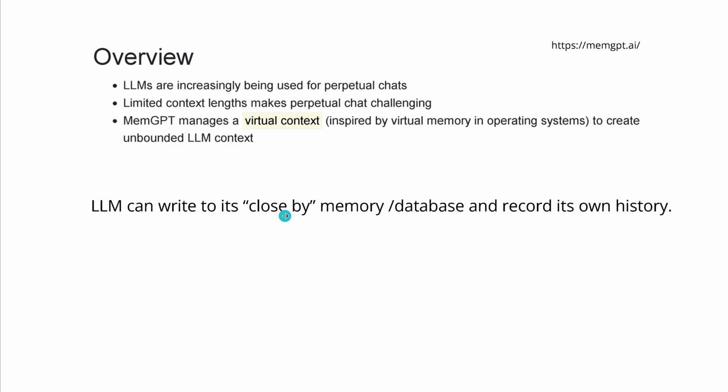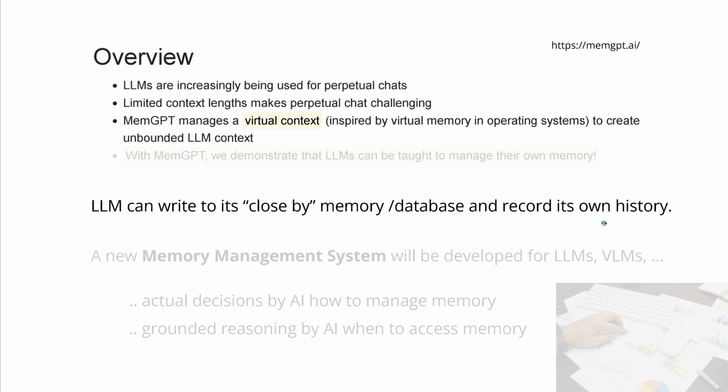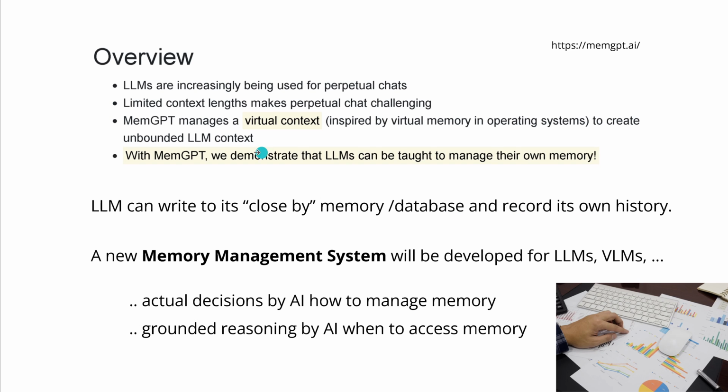Our LLM can write to this close-by RAM, close memory with a database or whatever management system, and for example record its own history. And as I told you at the beginning, they can be taught to manage their own memory. This is what we see in the training data set, that the system will be developing a new memory management system for AI. This is interesting, especially with multi-agent, multi-AI systems.